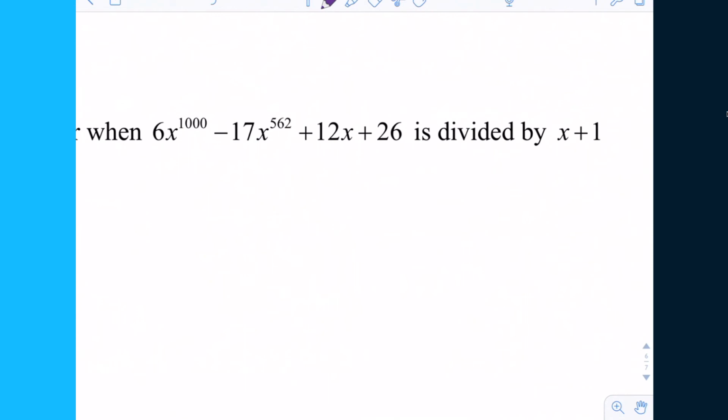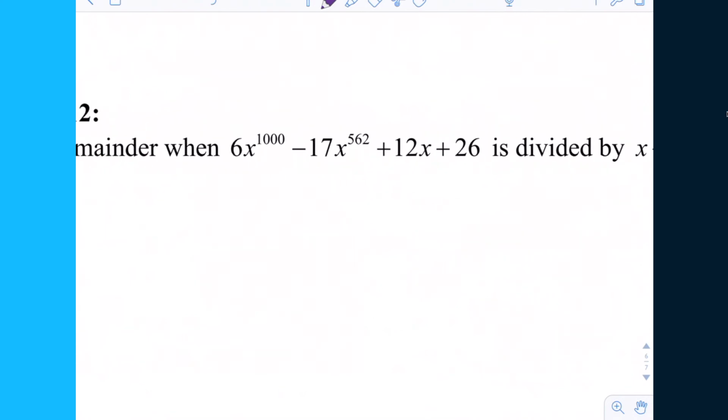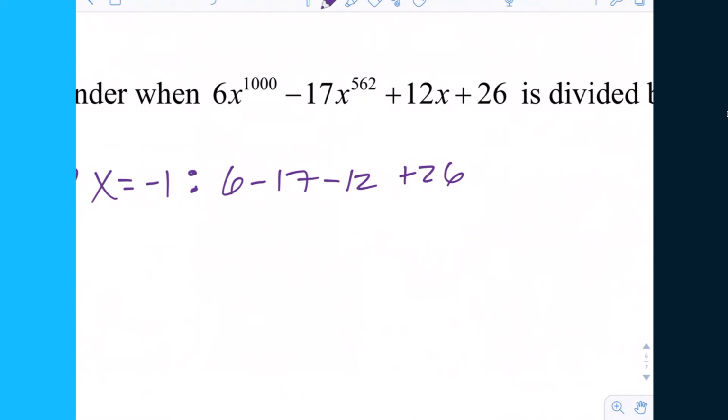-1, the root of that factor. Now, instead of calling it f of x and saying f of -1, here's another way you could do it. You could just say at x equals -1, and then you plug it in. Anything that's an even degree, remember, is going to stay the same sign. Anything that's an odd degree will change sign. So we're going to get a 6 minus 17 becomes minus 12 plus 26. And if you simplify that, you're going to get 3.